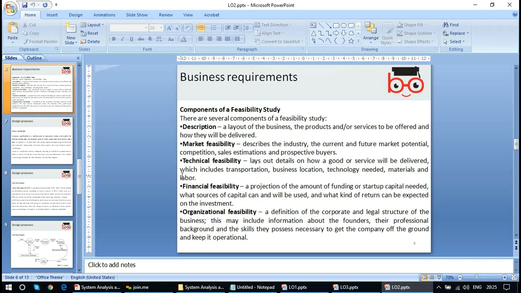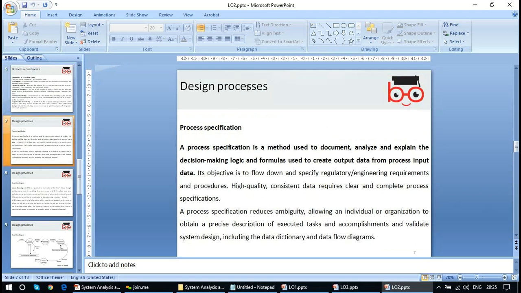What I was trying to explain is that from the requirements, then you do the feasibility study. Is that clear? Then after the feasibility study, you start with the design, and that design has to go through the process. So the process specification is a method used to document, analyze and explain the decision making logic and formulas used to create output data from process input data.